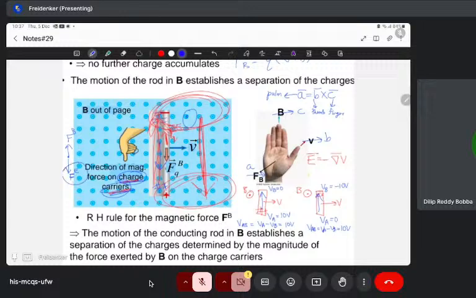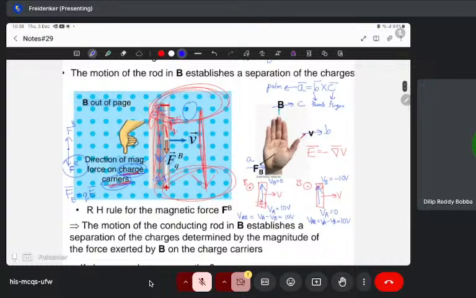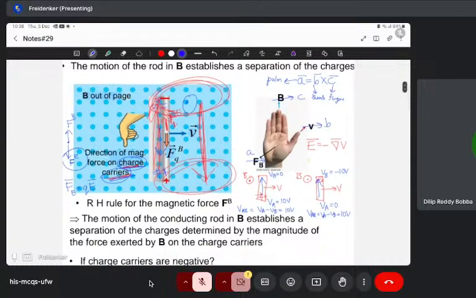Why is that? Because Fe is nothing but QE. Here Q is negative when charge carriers are negative. That is why force due to electric field will be in a direction that is opposite to the electric field. So finally, the net effect is the same. Electric field will be in the same direction, irrespective of the charge carriers here.